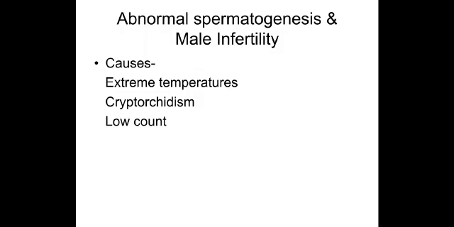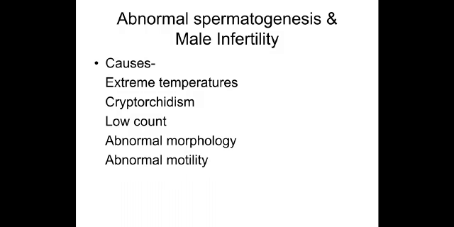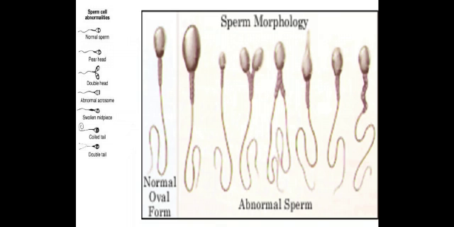The low count which we discussed, less than 20 million, and abnormal morphology in the form of bifurcated tail or bifid head, and the motility, if it is less than 60%, as you all know, the normal motility should be more than 60%. These are the different forms of head: the pear-shaped head, the double head, the abnormal acrosomal function, or swollen midpiece, or double tail. So this is the abnormal spermatogenesis which we discussed.